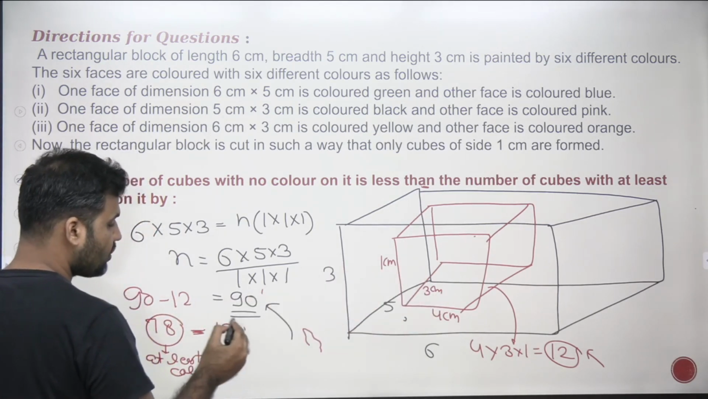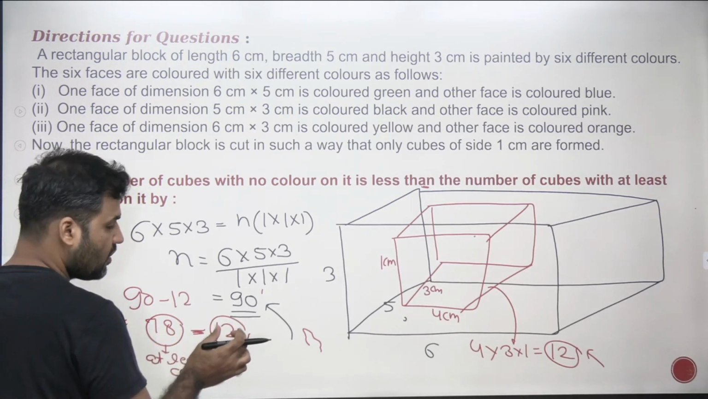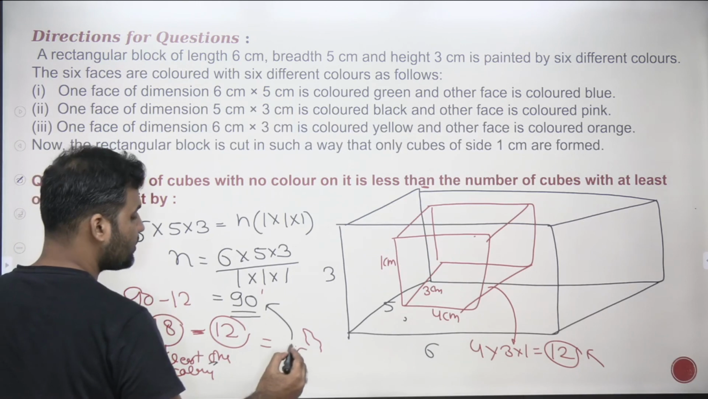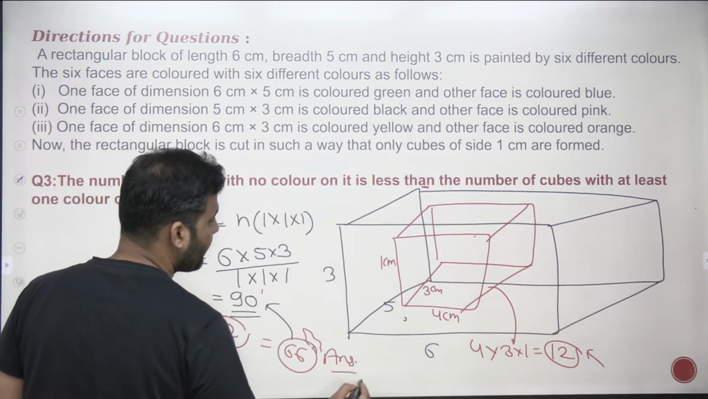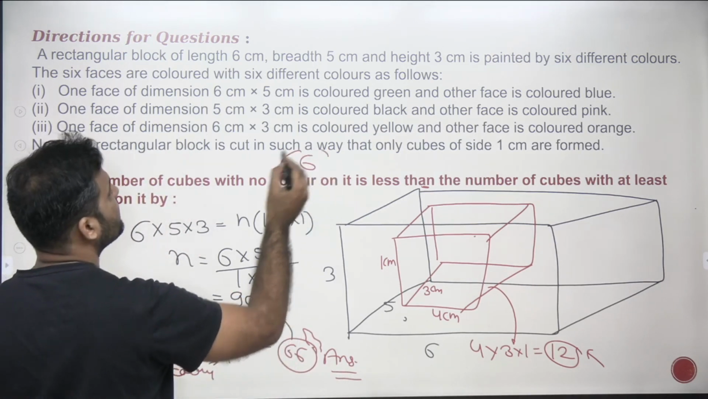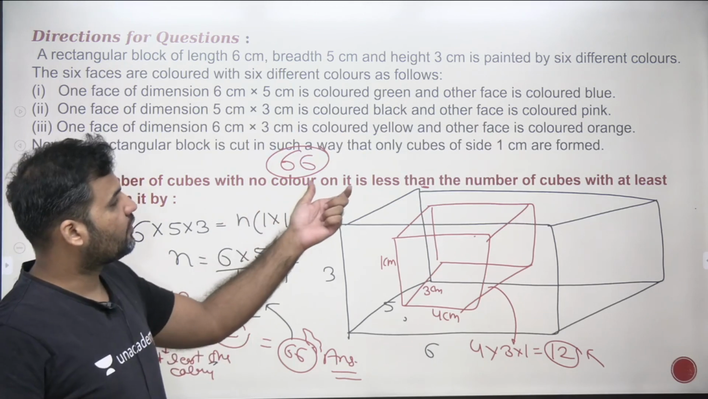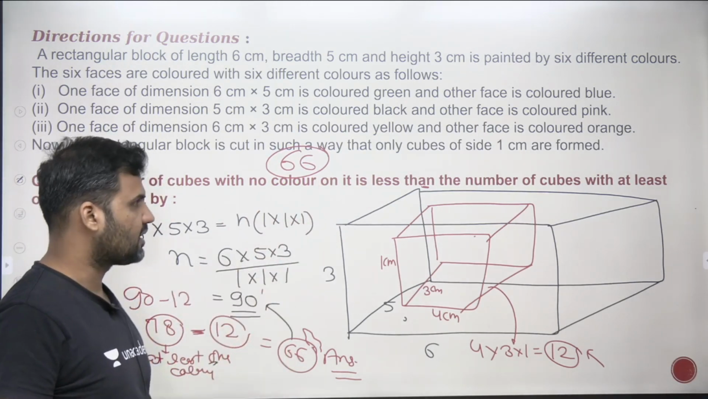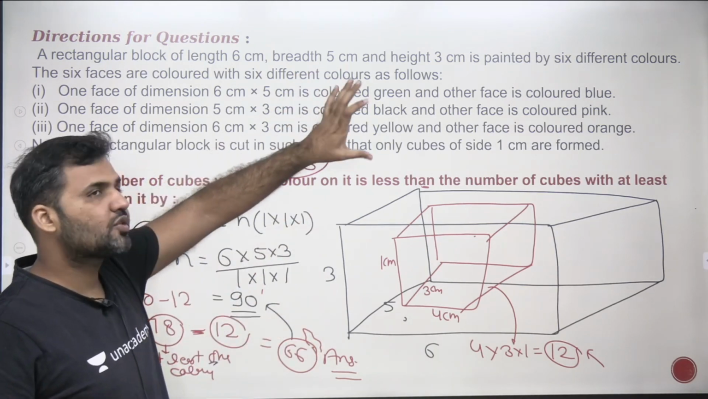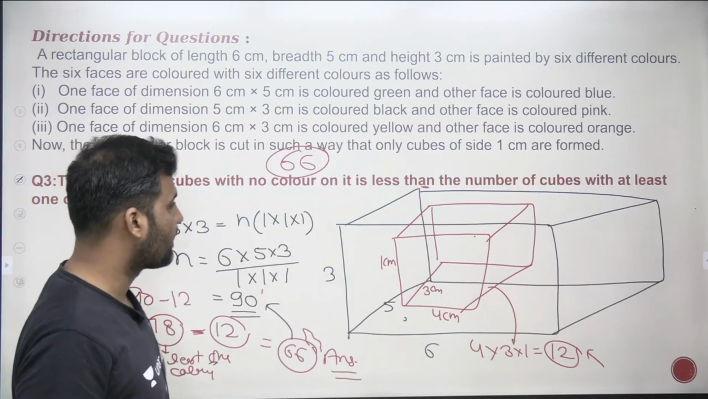So the difference between the cubes with at least one color and the cubes with no color will be equal to 66. So 66 is the answer of the question. That's the answer. The difference of the number of cubes with at least one side painted and with no side painted is 66. You don't require the colors on the different faces to solve this question. So it's a very standard and basic question to solve.